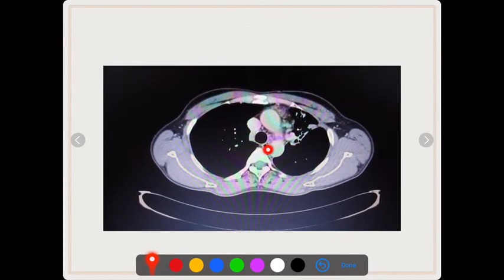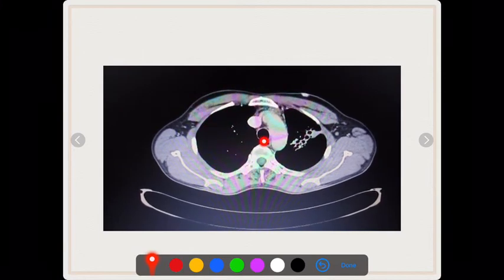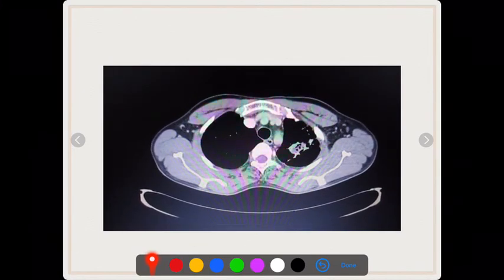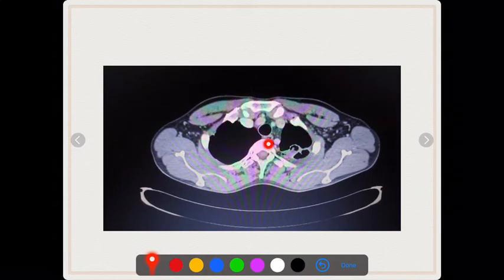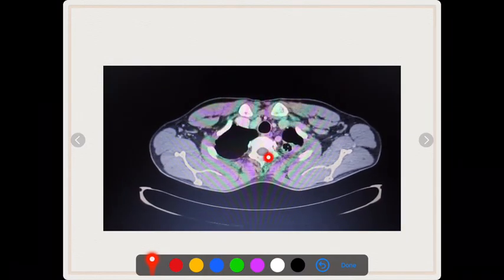So here you can see the trachea that is there. This is the arch of the aorta, and the small shadow over there is the esophagus. Again, that's on the right side.